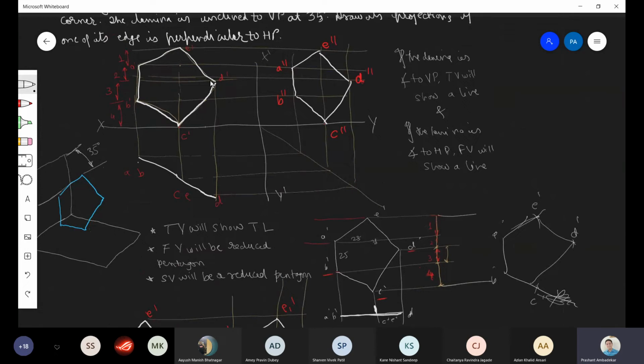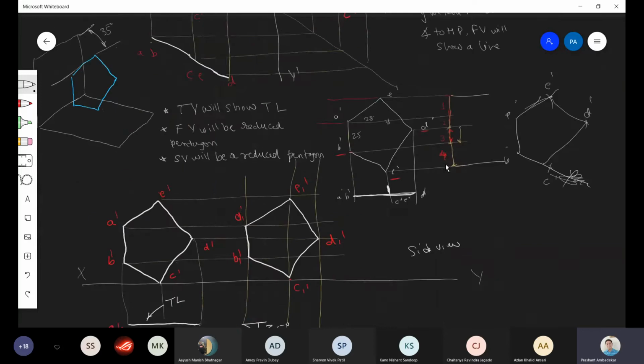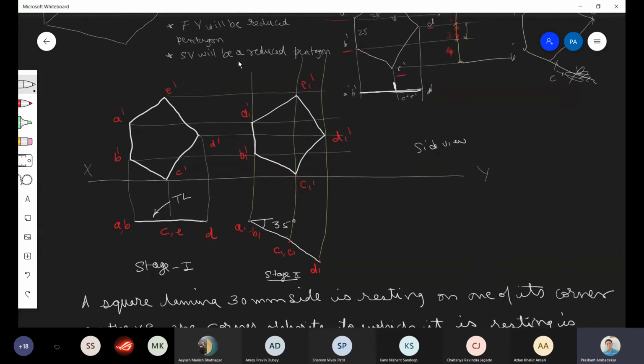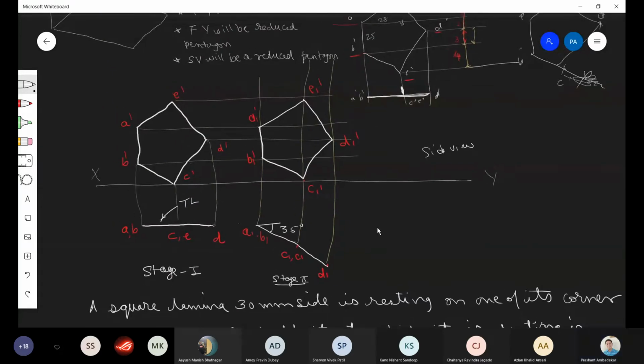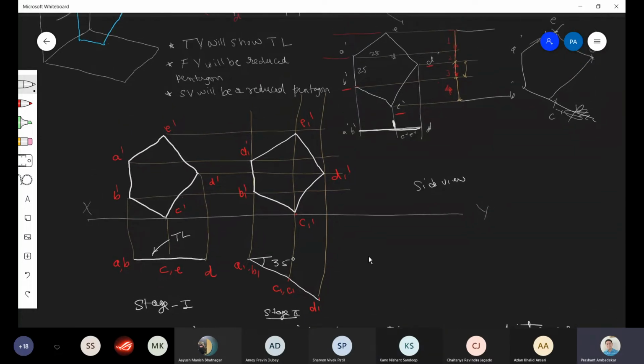So what is the difference between drawing front view, top view and side view and this initial and final stage? Here we have to draw this X1, Y1 line and project the side view. Here we are not drawing the X1, Y1 line, vertical line like this. Okay. Is this clear to all of you? Yes, sir.